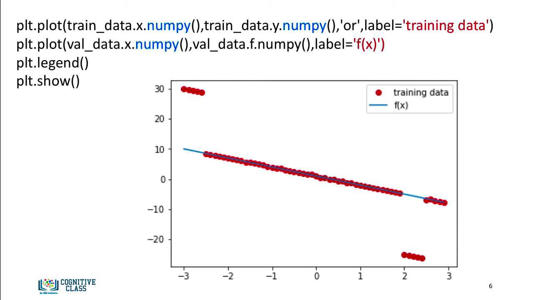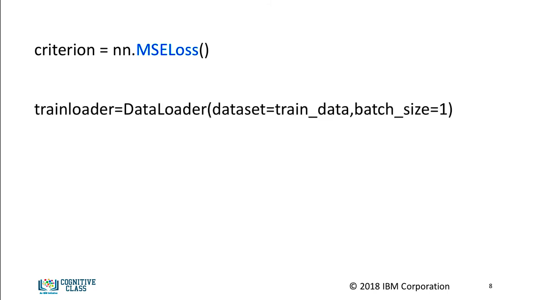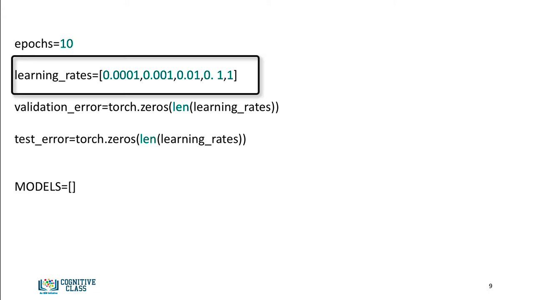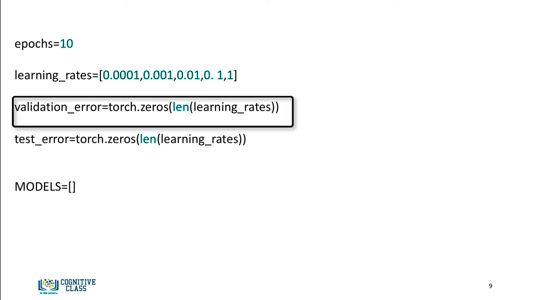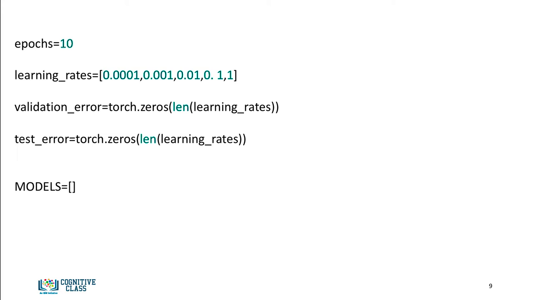We'll plot out our data, and we'll create a linear regression custom module. We'll create a criterion function, a data loader object. We'll create a list of different learning rates that we will use. We'll also create a torch tensor that will store our validation cost or total loss. And we'll do the same for our test total loss or cost. We'll also create an empty list that will contain our models.